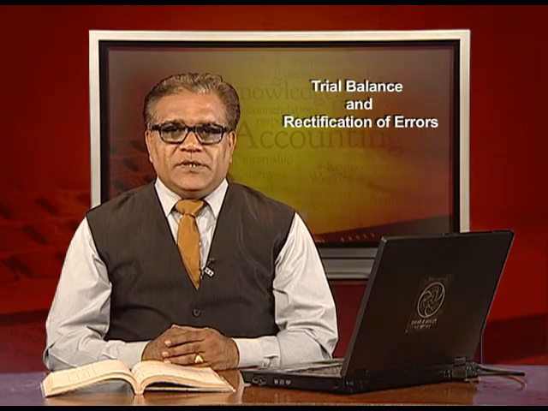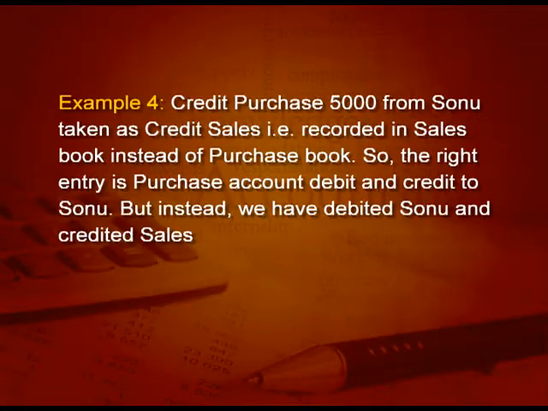Another important example in this series is credit purchase 5,000 from Sonu taken as credit sales. You have taken sales which was actually purchase. So, it means you have recorded in the sales book instead of the purchase book. So, the right entry is purchase account debit and Sonu account credit by 5,000. But what you have done is you have debited Sonu 5,000 and credited sales 5,000.